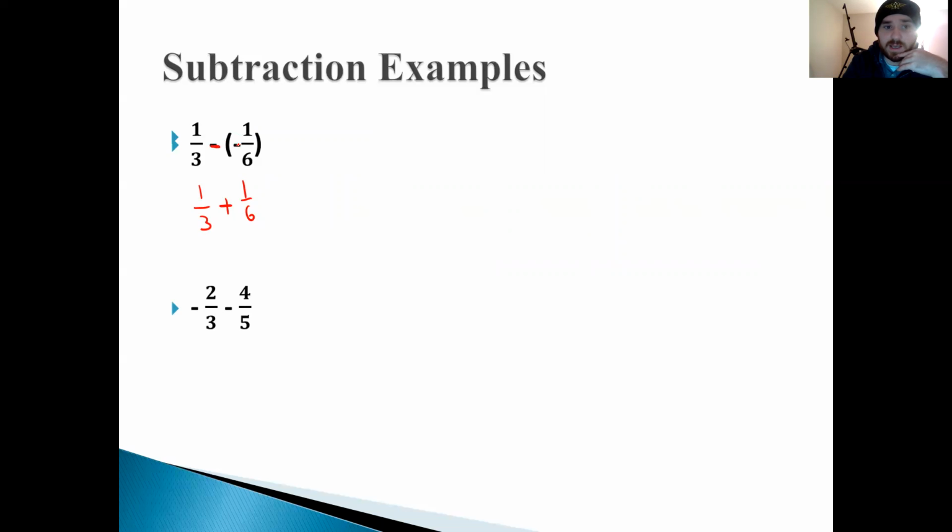So when you subtract a negative, it becomes the same as adding a positive. You don't want to change it into adding a negative because that's just a completely different problem. So 1/3 plus 1/6, we need to do our least common denominator, which is 6. So we multiply this by 2 over 2. That's going to give us 2/6 plus 1/6, which is equal to 3/6. And then we just reduce that down. We can divide both the top and the bottom by 3, and we will be left with 1/2.